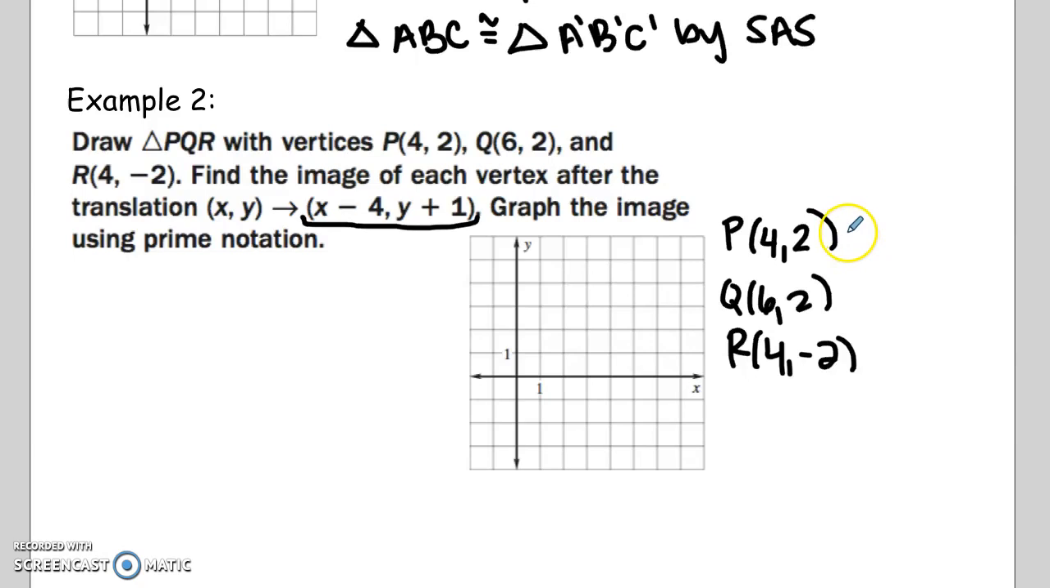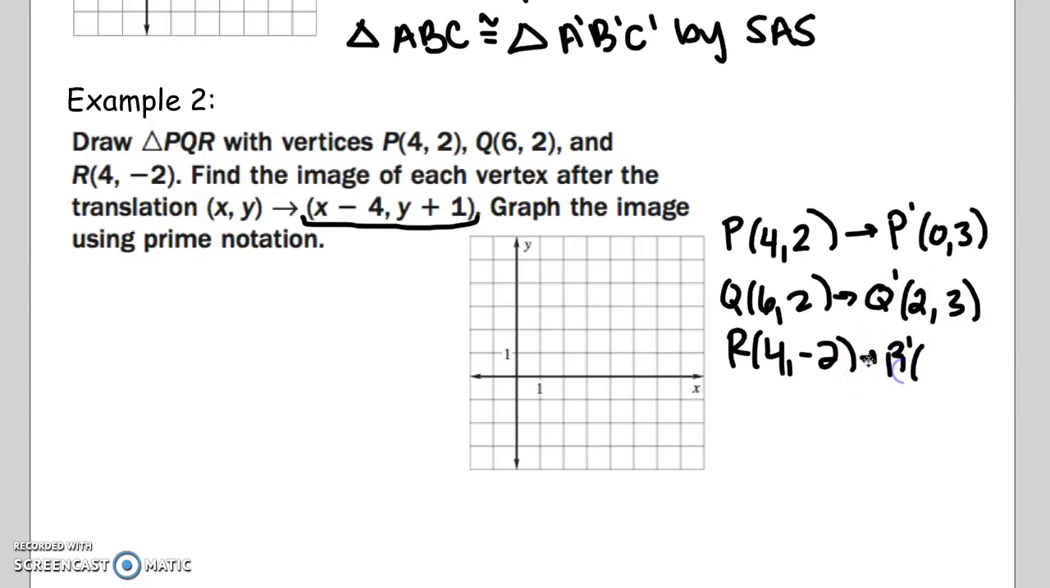The rule says for every x minus 4, for every y, add 1. So from the pre-image to the image, we're going to say that P prime, for every x minus 4, so 4 minus 4 is 0, and then for every y, add 1, so 2 plus 1 is 3. So next point, we're going to do that one more time. So Q prime should be sitting at 6 minus 4, that's 2, and add 1 to 2, that's 3. All right, so for R prime, this is going to sit at 4 minus 4 is 0, -2 plus 1 is -1. And then after this, graph it.